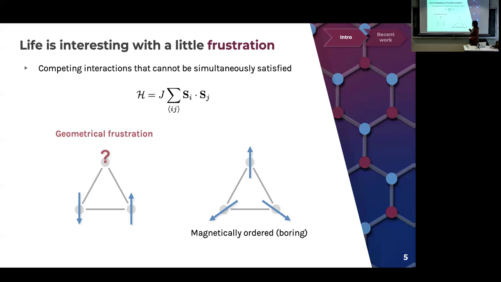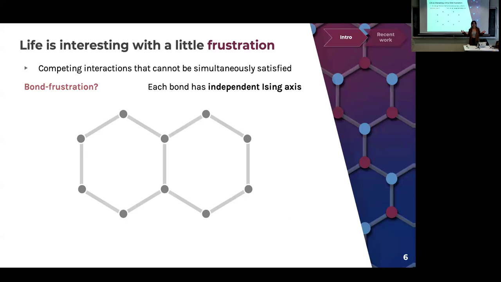However, when you actually simulate this, you actually get a magnetically ordered state, so it's boring. So I won't actually be talking about the triangular lattice. However, there's other types of frustration. So for example, this is known as bond frustration. So each bond on the honeycomb X, Y, and Z has an independent Ising axis. So for example, across the X bond, the spins want to point perpendicular to that bond. Across the Y bond, the spins want to point perpendicular to that bond. And across the Z bond, they want to point perpendicular to that.